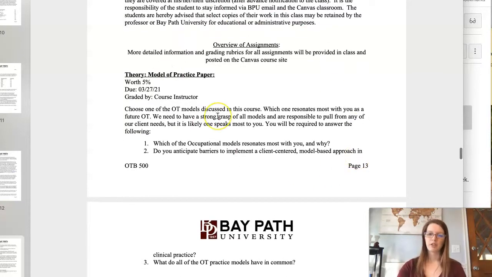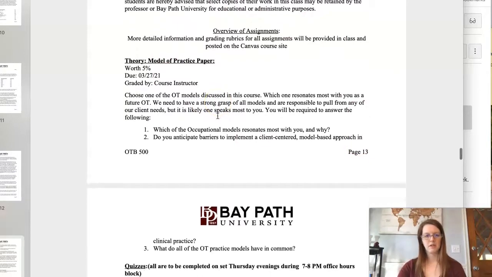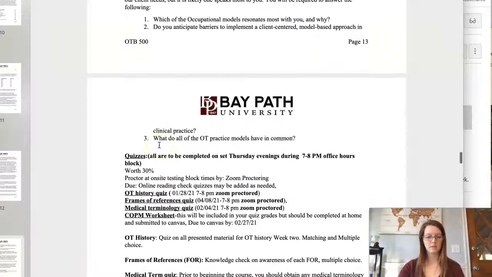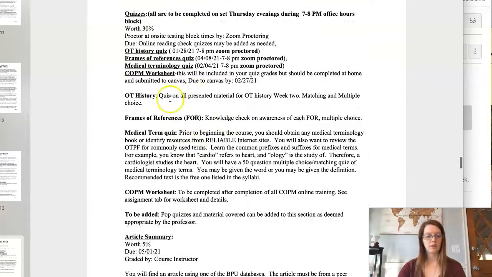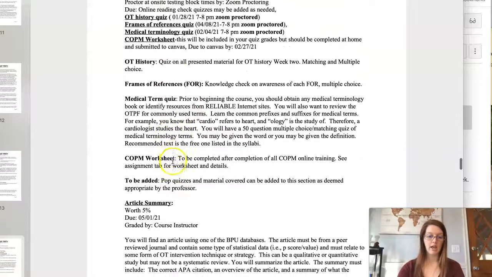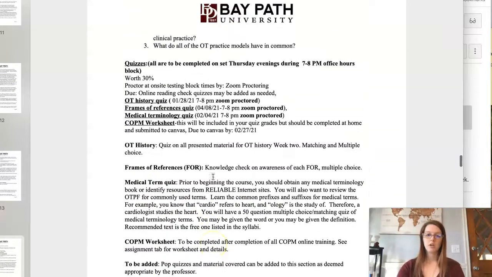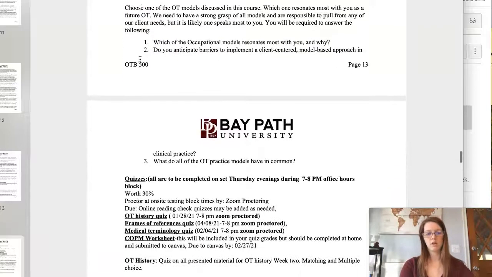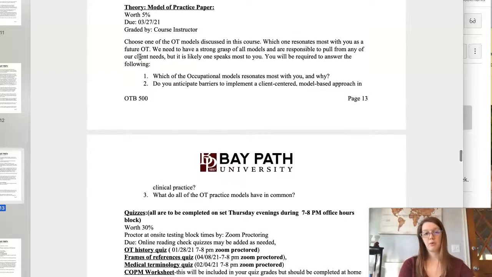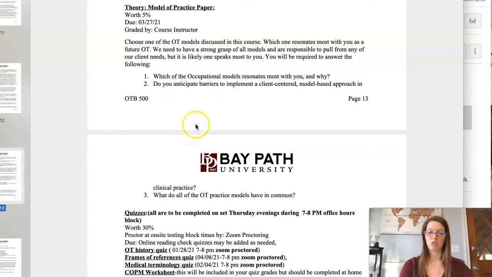Now is your breakdown of the assignments. So you have your theory model practice paper, you have your general quizzes, you have your frames, the breakdown of what the quizzes entail, you have your article summary. So this is a really good place to start when you're working on an assignment, right? It gives you the breakdown of what I'm looking for. It tells you when it's due and how much it's worth in your course. And then, for example, the model of practice paper literally tells you the 3 questions you need to answer.